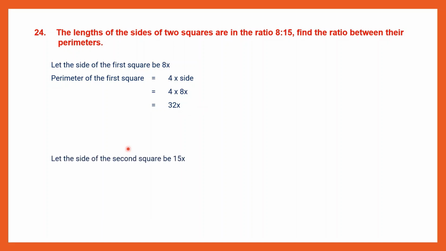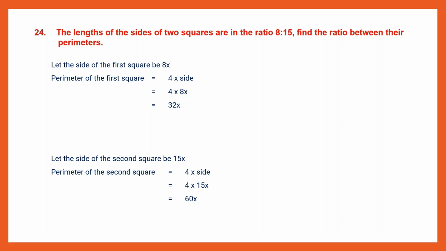Then let the side of the second square be 15x. Then perimeter of the second square will be 4 into side, and 4 into 15x. Okay, 15x is from the ratio, the second number. So 4 into side is 4 into 15x. Now 4 into 15. How much is 15 fours? 60. So we have 60x.